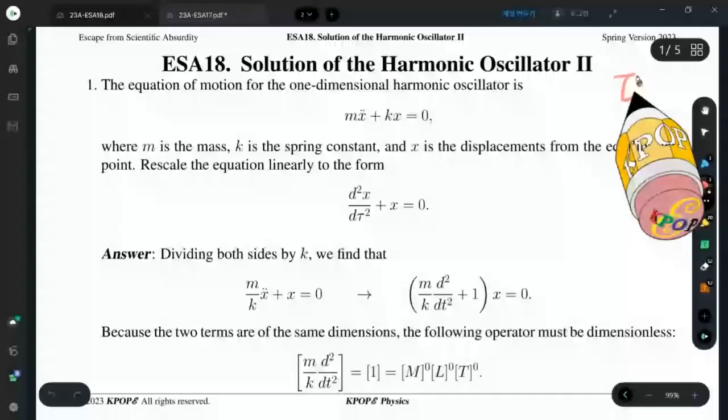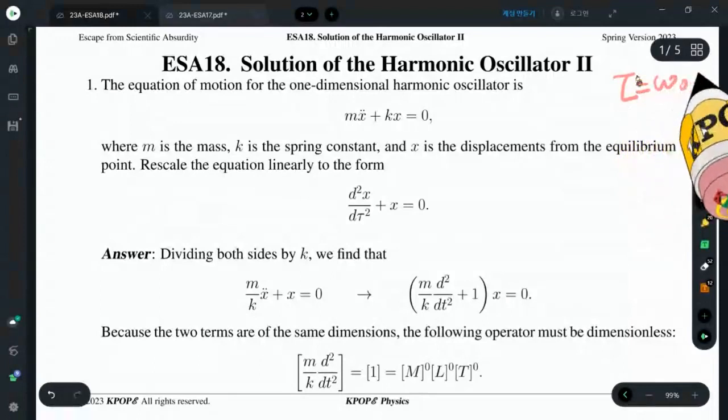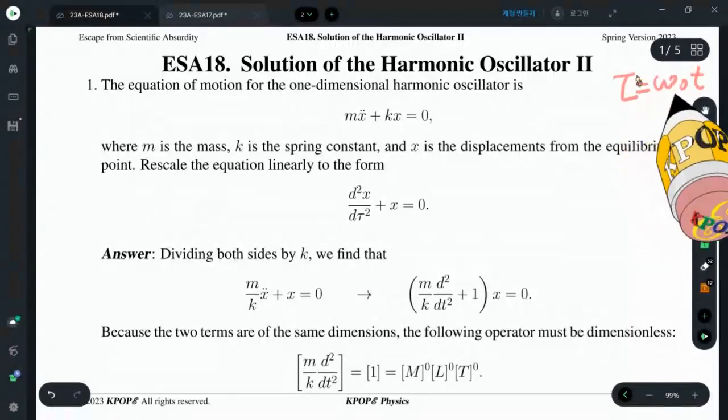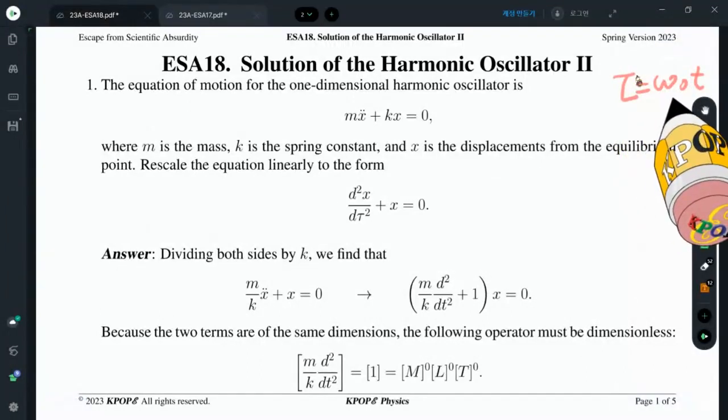Okay, we make use of the result that we obtained for the scaleless time, that was tau, and tau was omega 0 t. There is no big difference at all, just substitution, change of variable.